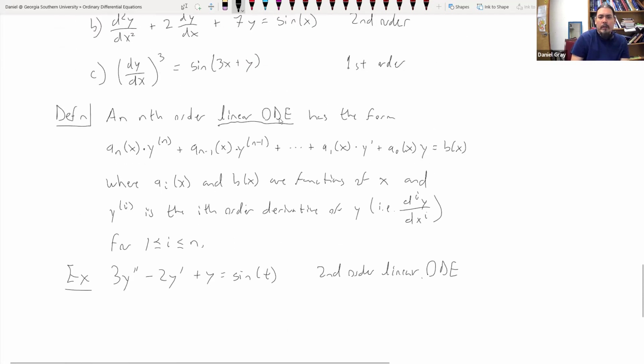Now, an nth order linear ODE. So this is just a special type of ODE. I'm not really sure why they threw this in the background section of section 1.1, but an nth order linear ODE has the following form. So here my a_n of x, a_(n-1) of x, a_1 of x, all the way down to a_0 of x. Those are just some functions of x, some arbitrary functions of x. And then so is b of x over here on the right-hand side.